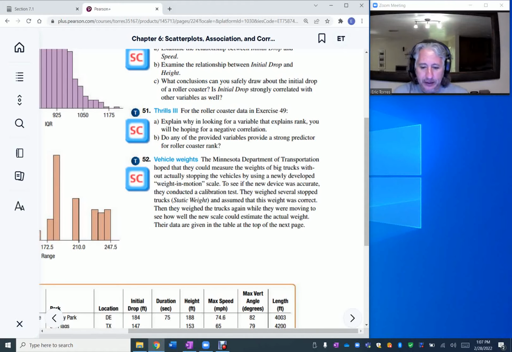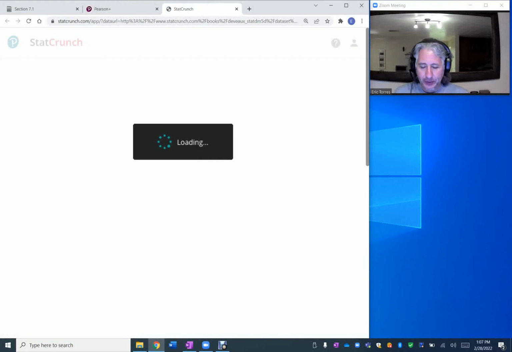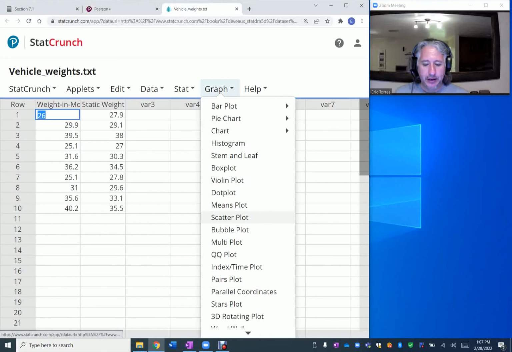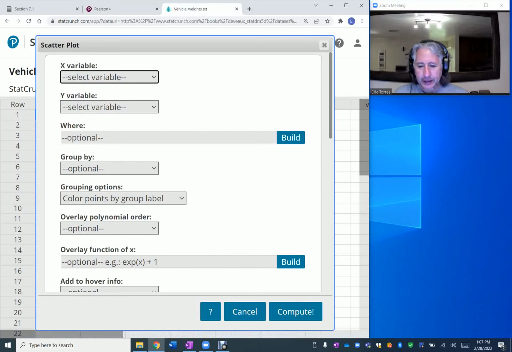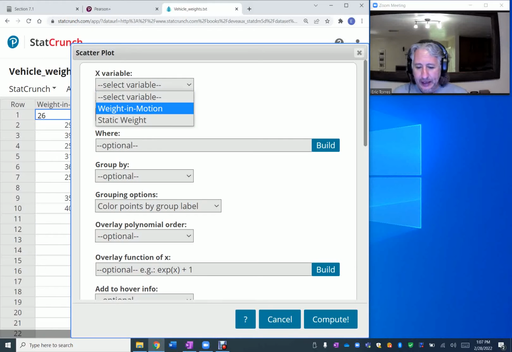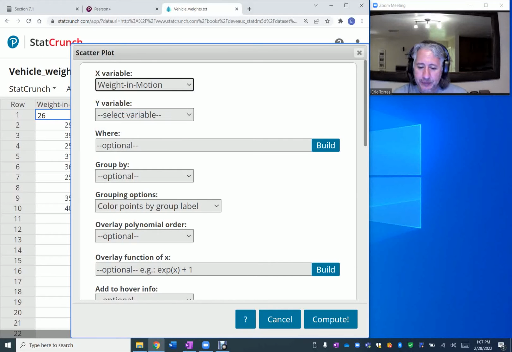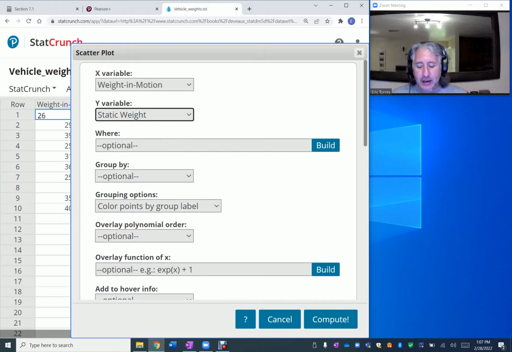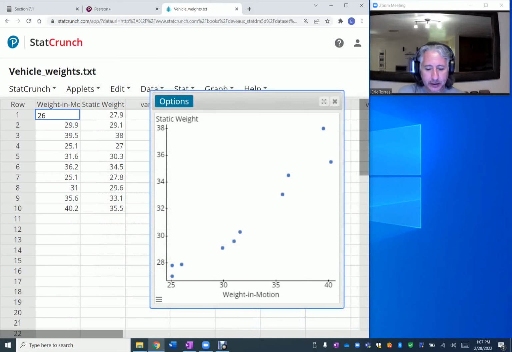So let's take a look at the data. I'm going to use StatCrunch here. First thing I want to do is open the data, and then I'm going to graph it so we can take a look at just a simple scatter plot. Okay, so my x value is going to be the weight in motion, and my y variable is going to be the static weight. So I want to know if measuring the weight of this object while it's moving around will be able to accurately predict the static weight, which is just sitting there on a scale. So let's take a look at the graph.